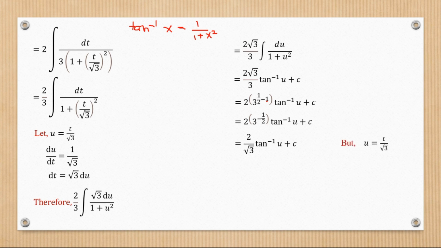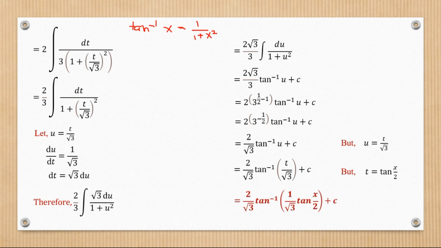But remember that u is t over root of 3, so therefore we'll have 2 over root of 3 tan inverse of t over root of 3 plus c. But remember t is equal to tan x over 2, so therefore our final answer shall be 2 over root of 3 tan inverse of bracket 1 over root of 3 tan x over 2 plus c, and that is our answer.